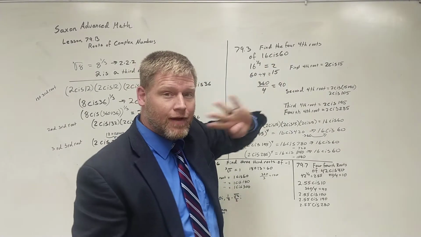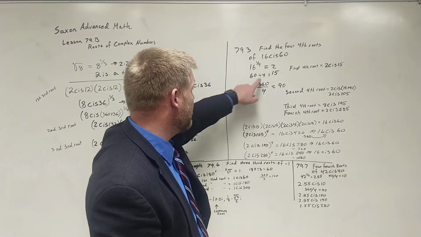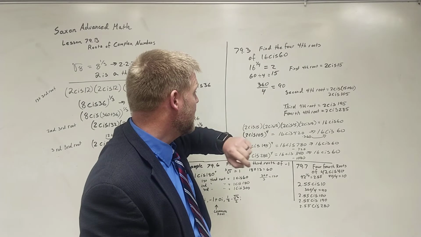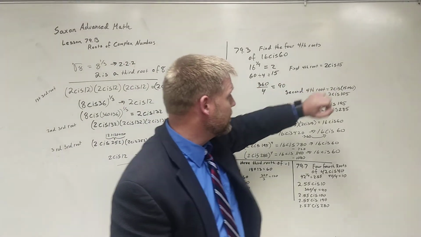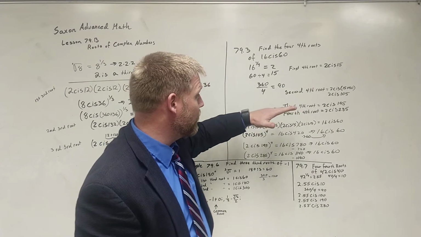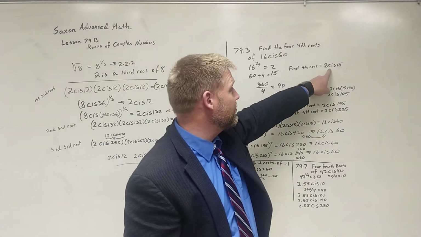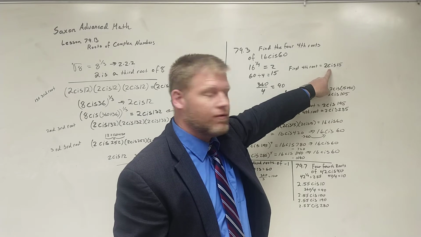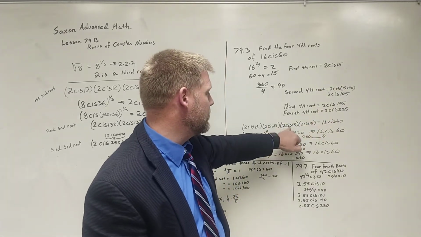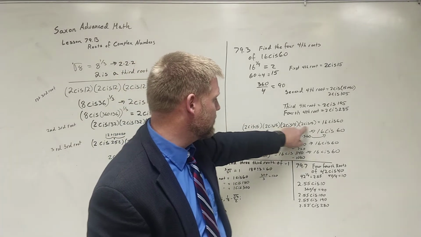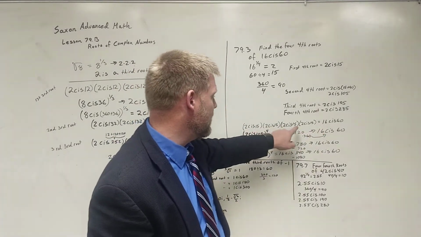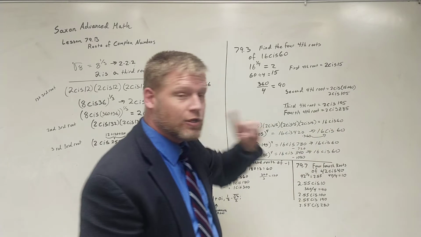And I take 60 and divide it by 4, because that's what root I'm looking for. 60 divided by 4 gives me 15. So my first fourth root is going to be 2 CIS 15. Because if I took 2 CIS 15 times 2 CIS 15 times 2 CIS 15 times 2 CIS 15, I say 2 times 2 times 2 times 2, which is 16, and 15 plus 15 plus 15 plus 15, which is 60. There's my first root.